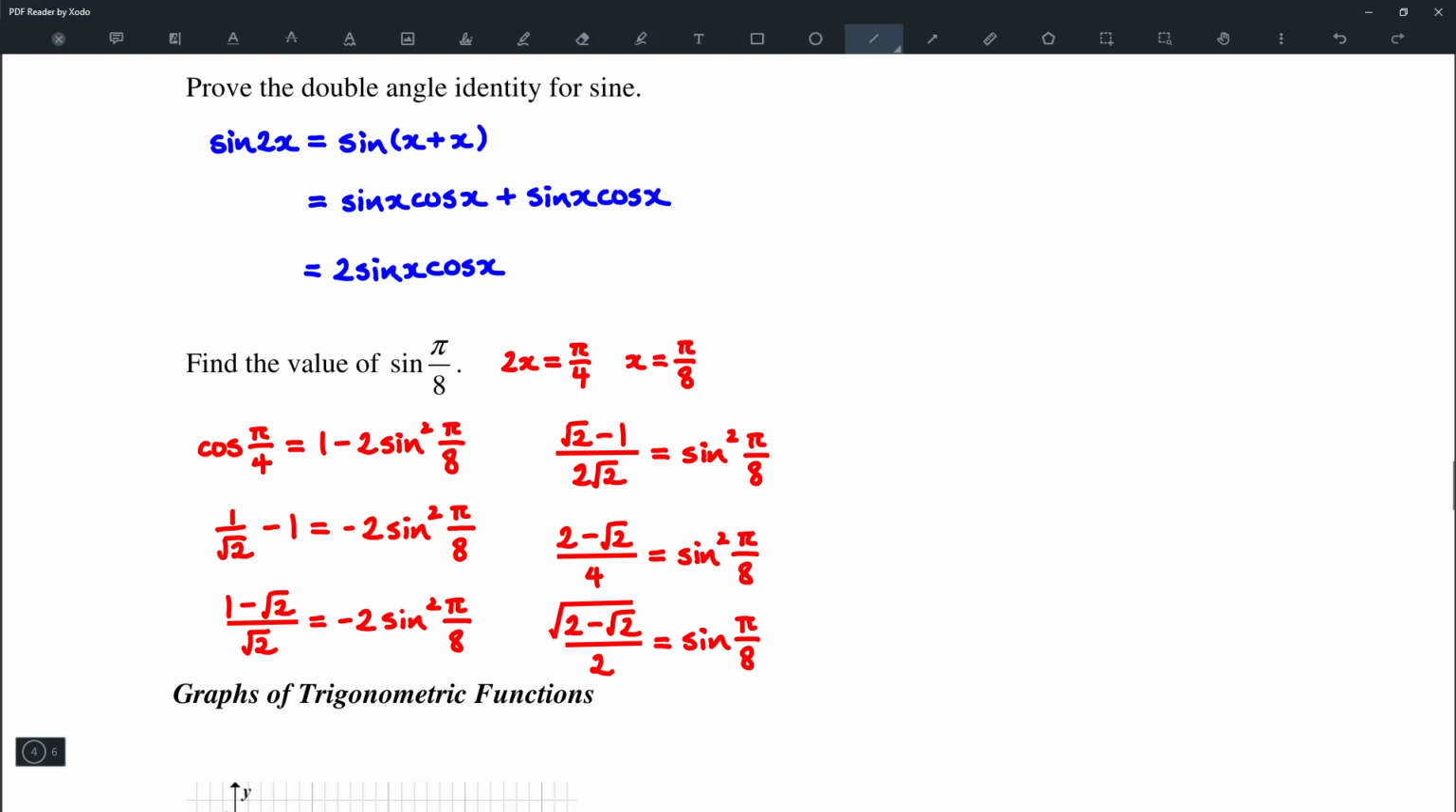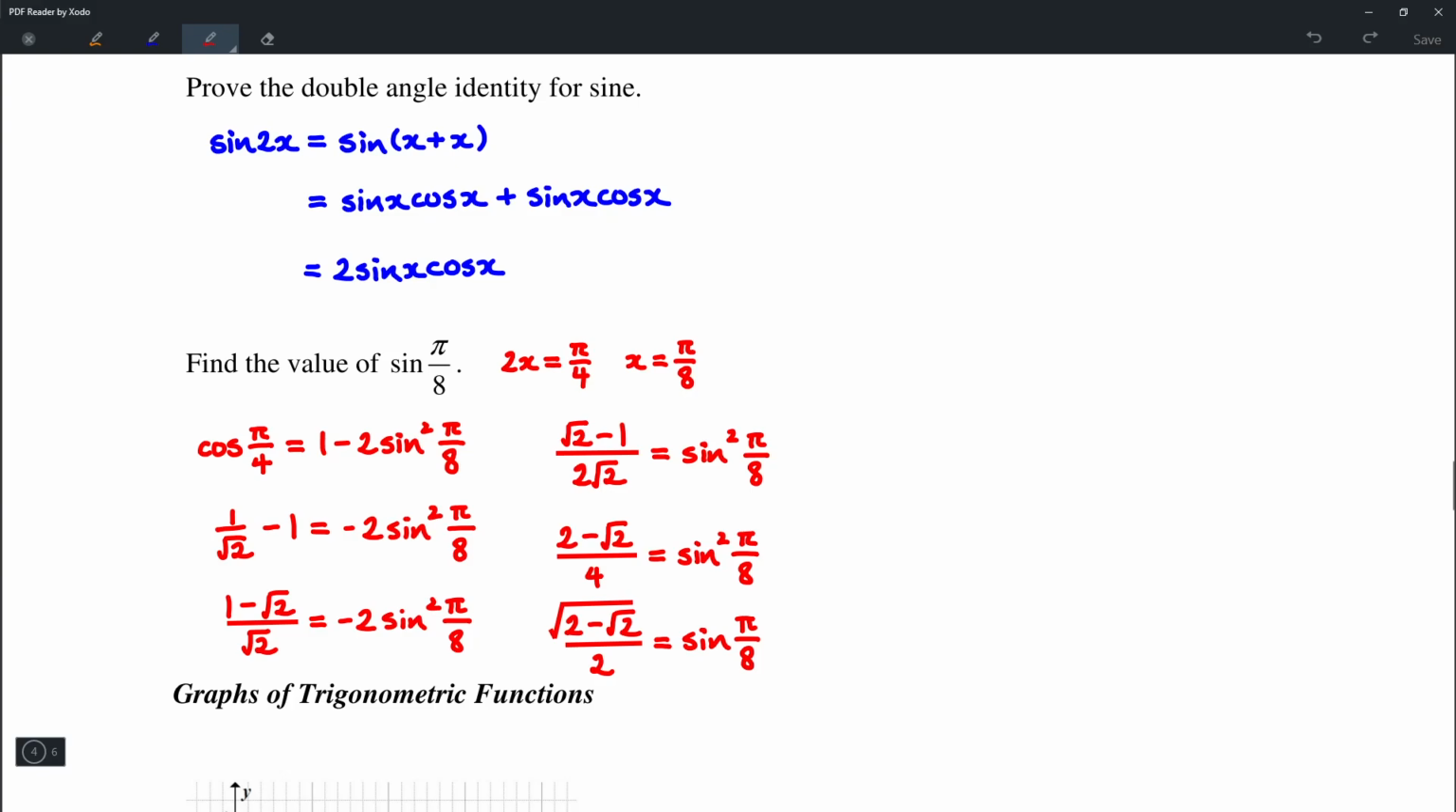That's better. The question that we might have is, is it positive or negative, the square root of 2 minus root 2 over 2? But it isn't, since we know that pi over 8 is in quadrant 1, and sine ratios there are positive, so we're only going to keep the positive result, which is what we have right here.